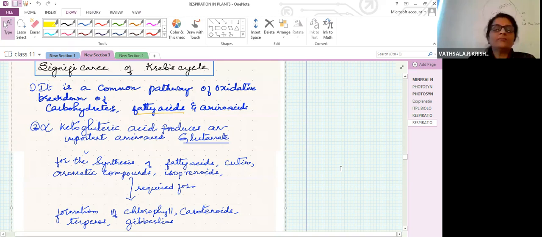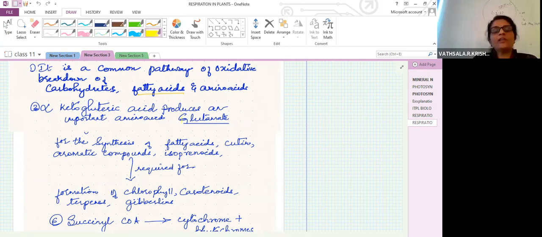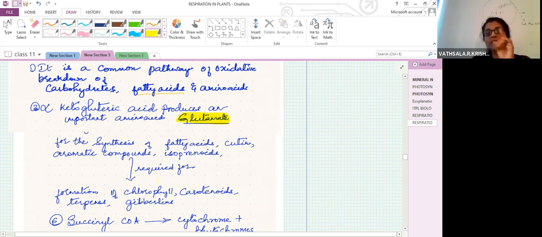And here, every time we are getting important substances. So what is the importance of these substances? Let's take a look. Alpha ketoglutaric acid produces glutamate, that is glutamic acid. That's a very important amino acid that's required for the synthesis of fatty acids and cutins. With respect to plants, it's used to produce cutin. We have learned that cutin in biomolecules is the cuticle, waxy coating, suberin or wax-derived substances that we get from plants.